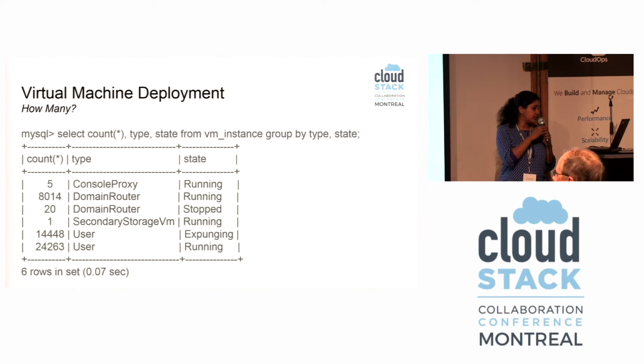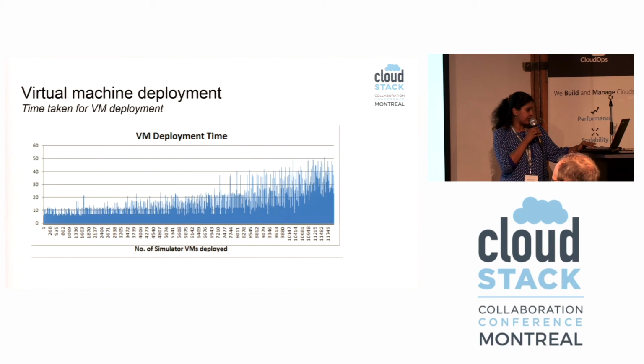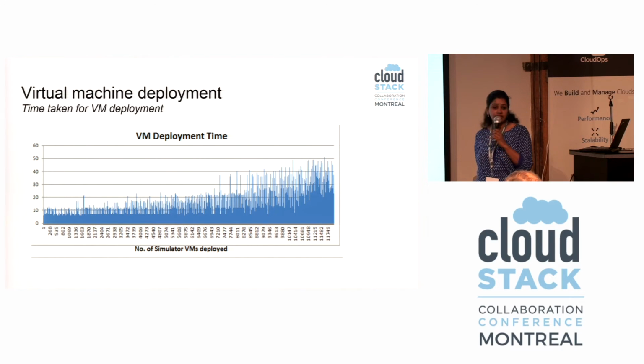So this particular setup, which had around 4,000 hosts and around 4,000 accounts, could scale up easily up to 35,000 VMs. So how long did it take for me to deploy these VMs? We'll take a look at that. The first 12k VMs is what I graphed out here. What you see here is the time taken for the async job to get completed. When you fire a deploy VM async job, how long did it take for it to complete?